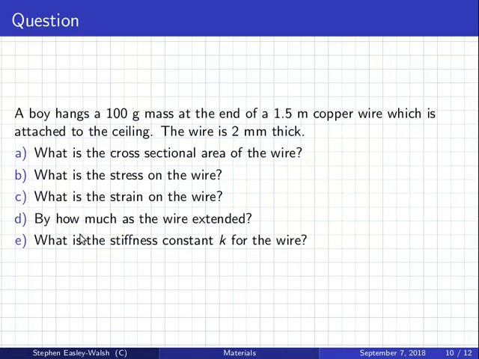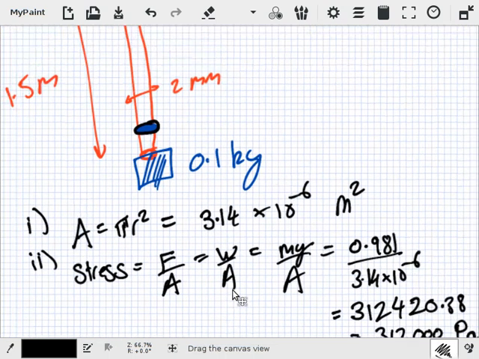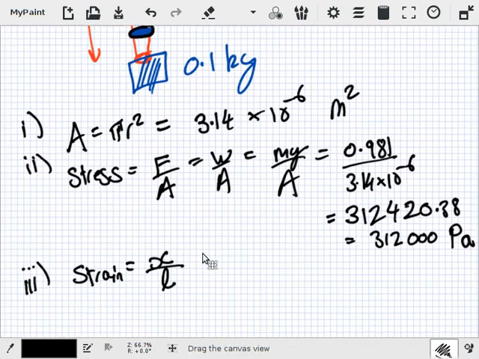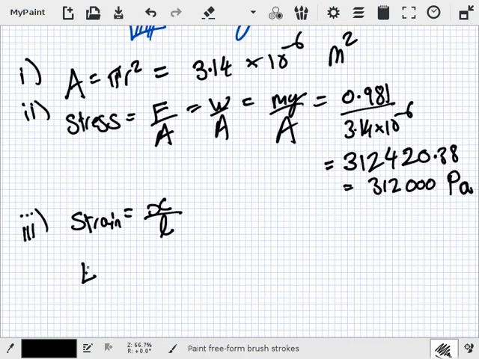What is the strain? Now, what's the formula for strain? It's extension over length. Now, do we know the natural length? Yeah, it's 1.5. Do we know the extension? No. So we shall need another formula. We can use the formula Young's modulus is stress over strain.